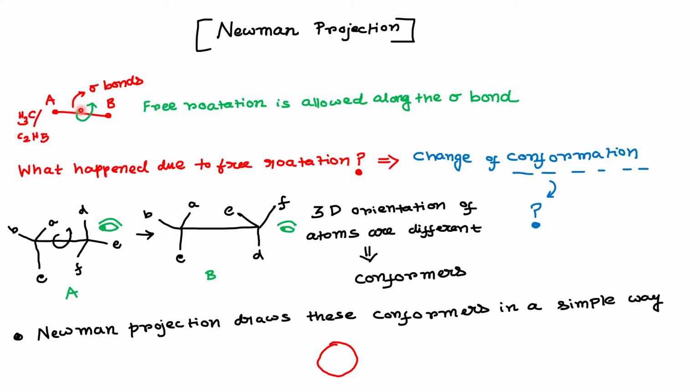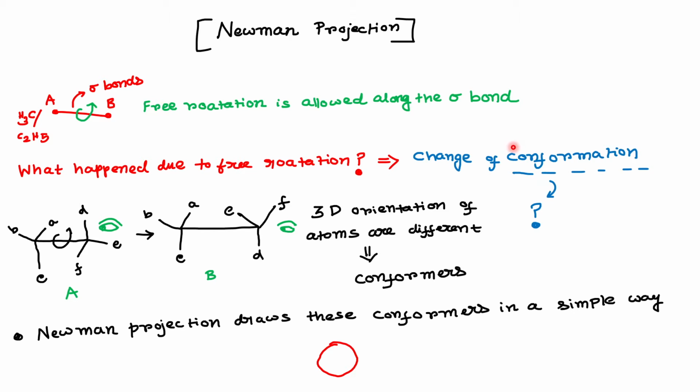Now we know that there can be a free rotation around this sigma bond. That is allowed in the case of sigma bonds, but it is not allowed in the case of a double bond. In the case of single sigma bonds, free rotation is allowed. During that free rotation there can be a change of conformation.